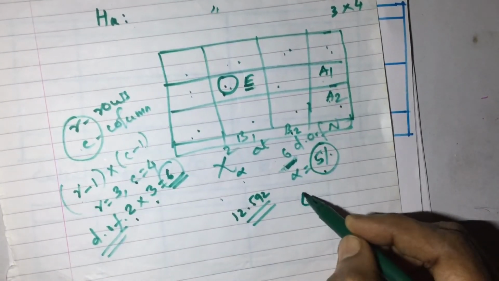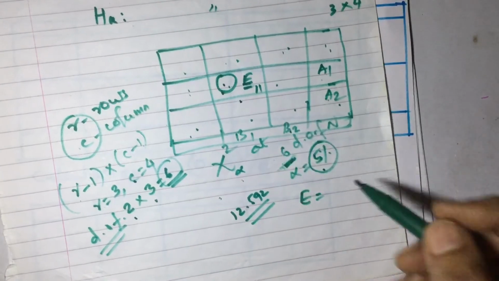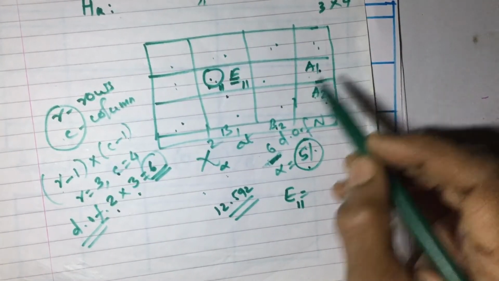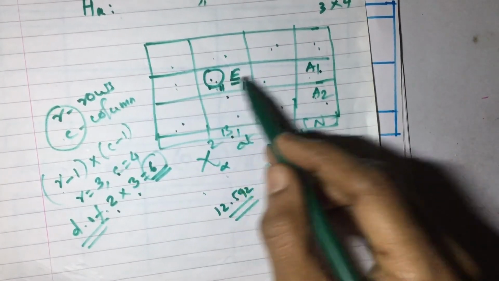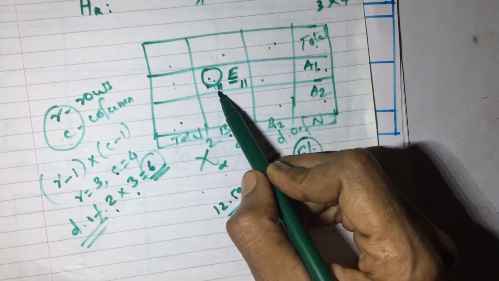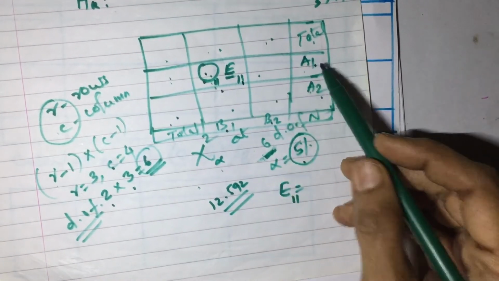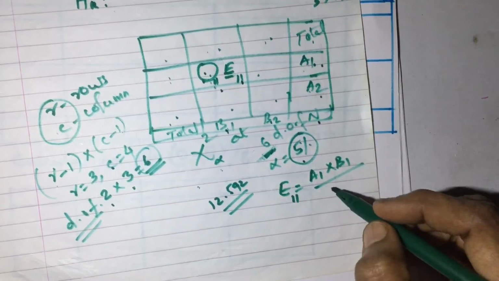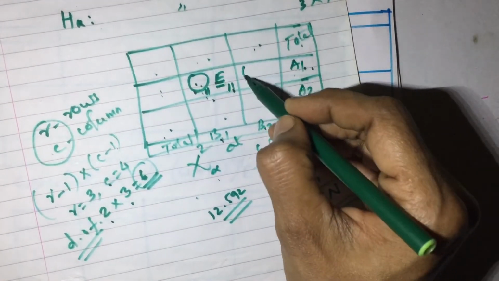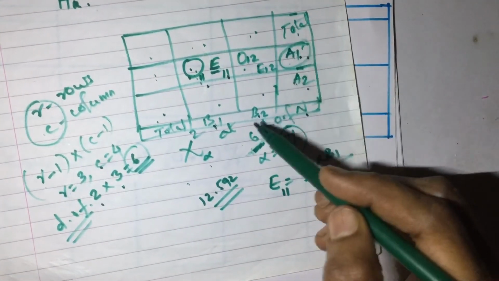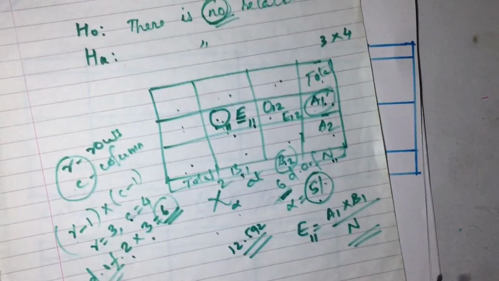Expected frequency at this box, say E11. This is say O11, and the expected frequency is given by A1 into B1, meaning the corresponding total A1 and the corresponding total B1. O11 is given here, and I want to find the expected frequency at this one. Then E11 is given by this total A1 into this total B1 divided by the complete total N. If O12 is given and I want to find the expected frequency of 12, then it will be A1 into B2 divided by N. So like that, while solving the problem you will get it better. That is the way to find the expected frequency.